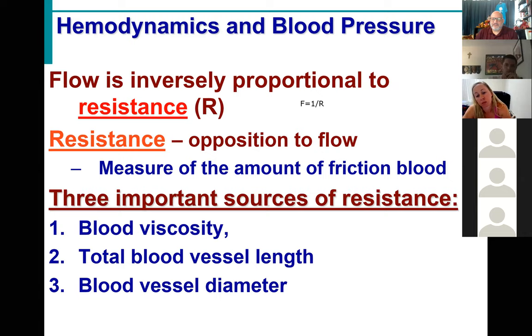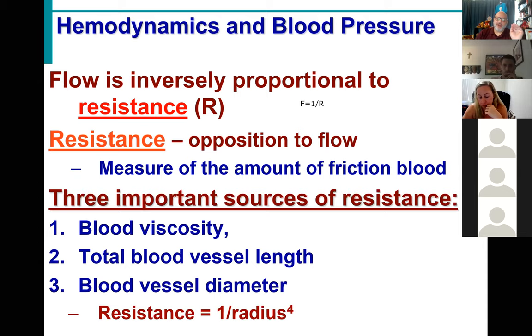Diameter. And as it turns out, the diameter of a blood vessel has a massive influence on our resistance. I'm going to show you an equation here. I'm going to tell you right now, you do not need to memorize this equation. I just want you to see it so that you understand it. The resistance of a blood vessel is equal to 1 over the radius of the blood vessel to the 4th power. All right? So let's think about this. If I were to double the radius of a blood vessel, so the blood vessel has a radius of 1 centimeter and I double it to 2 centimeters, what effect does that have on the resistance?